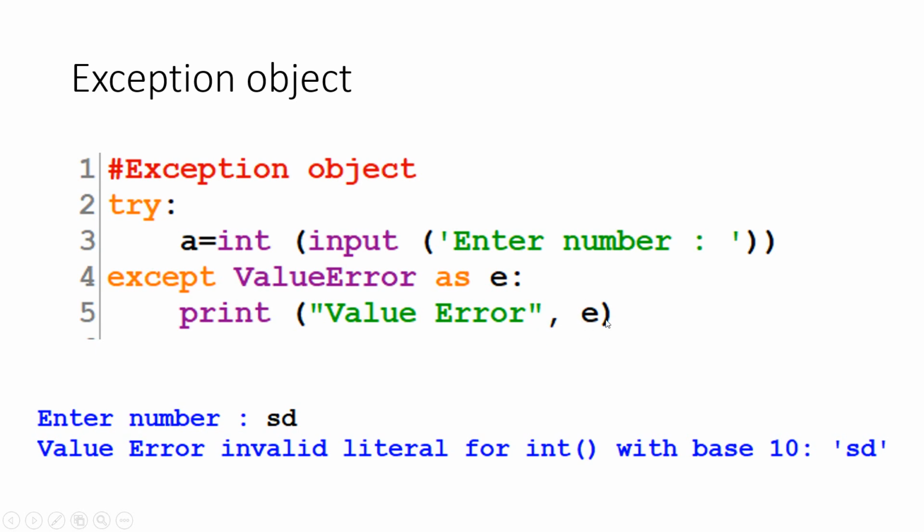That means we are passing the entire exception object into this print function. So now, being a class of exception, the value error itself has a handling mechanism. So it understands how to handle an exception when a value error occurs.